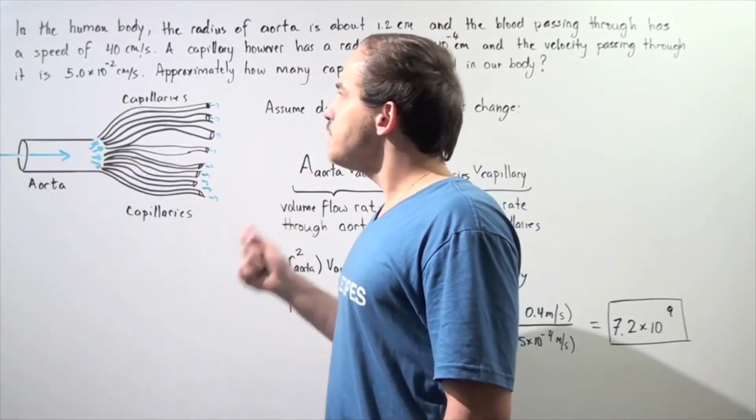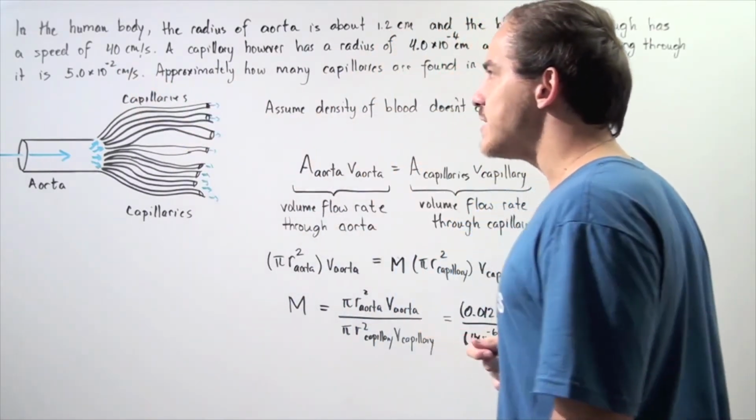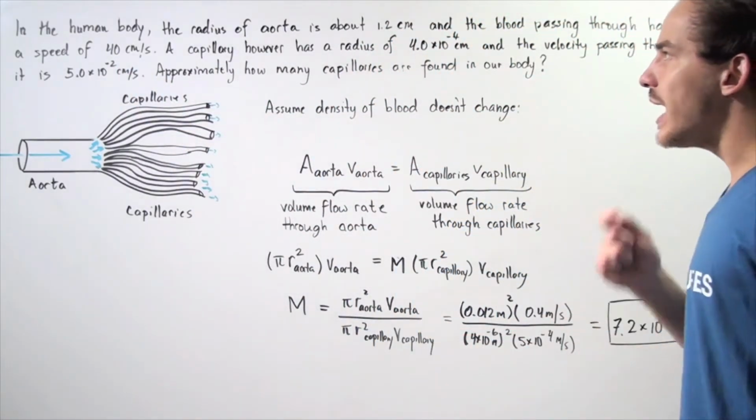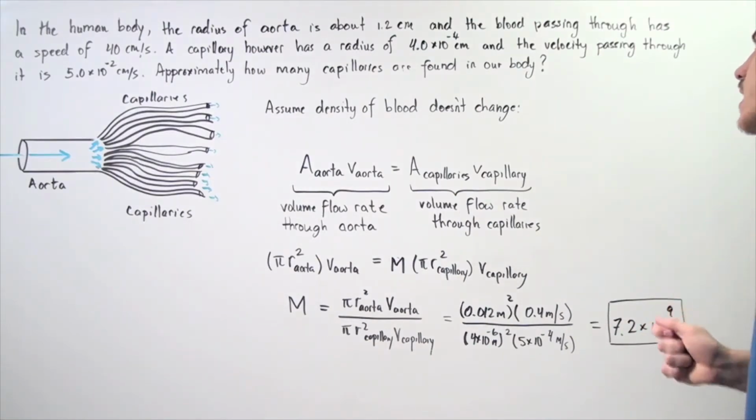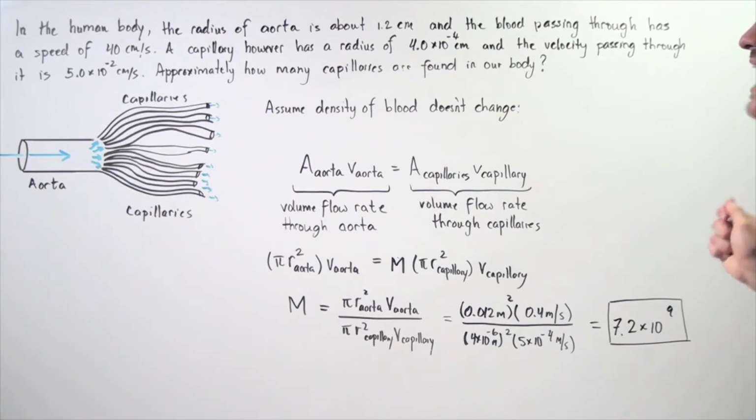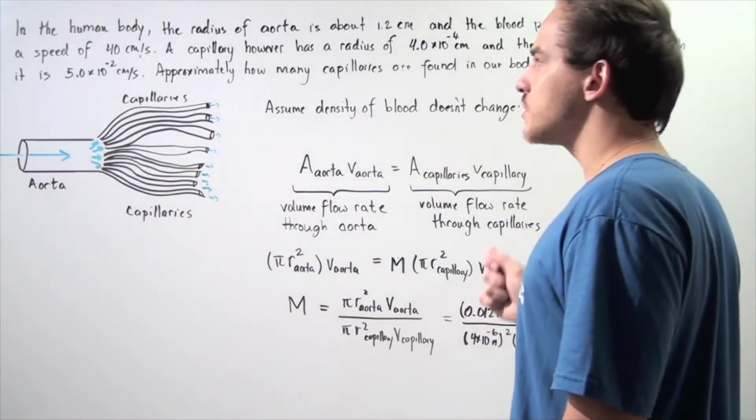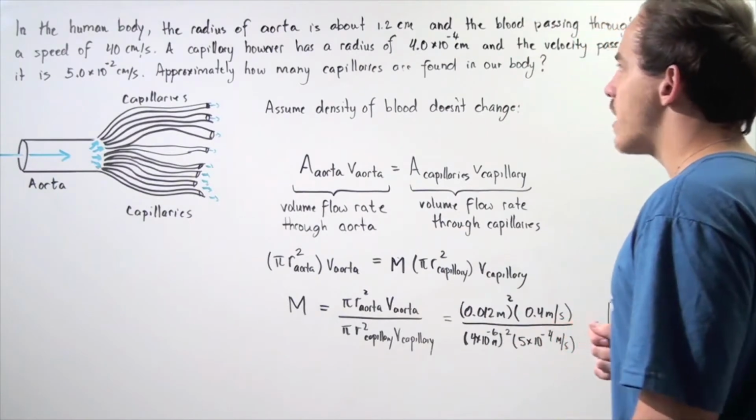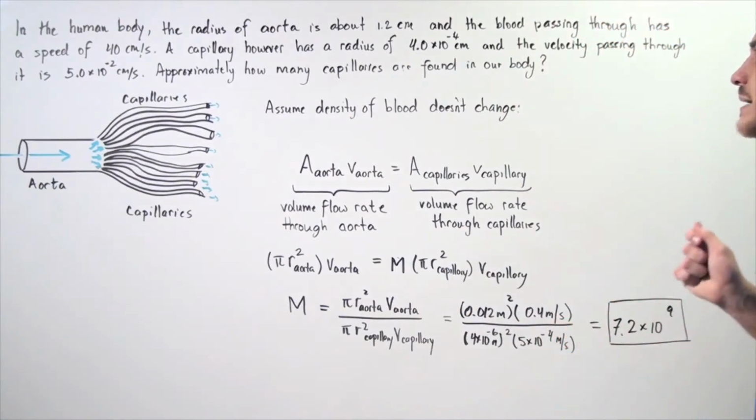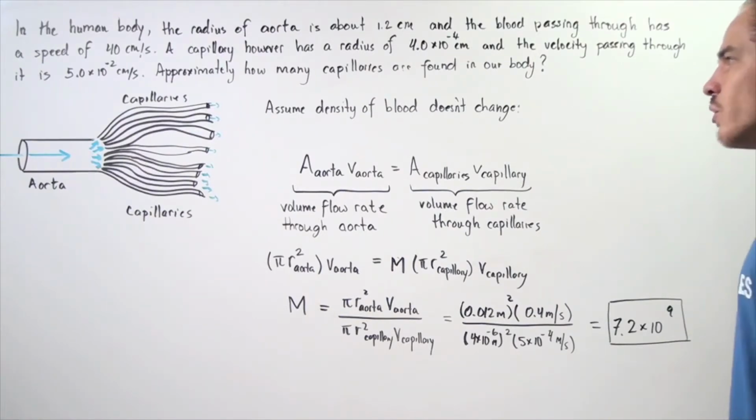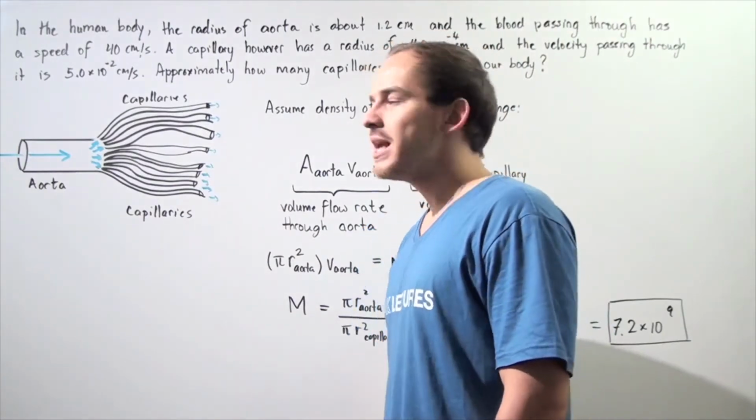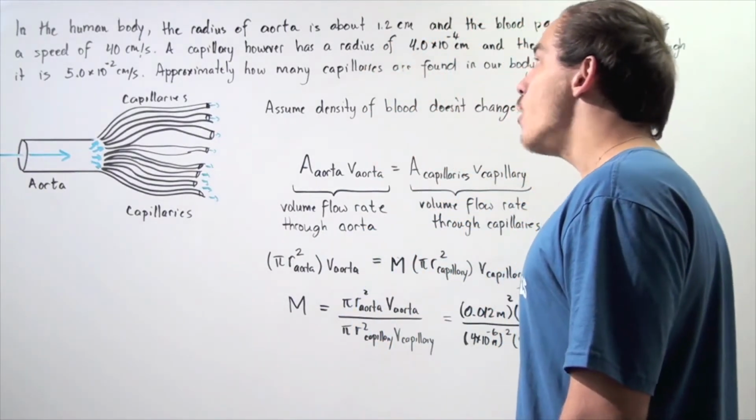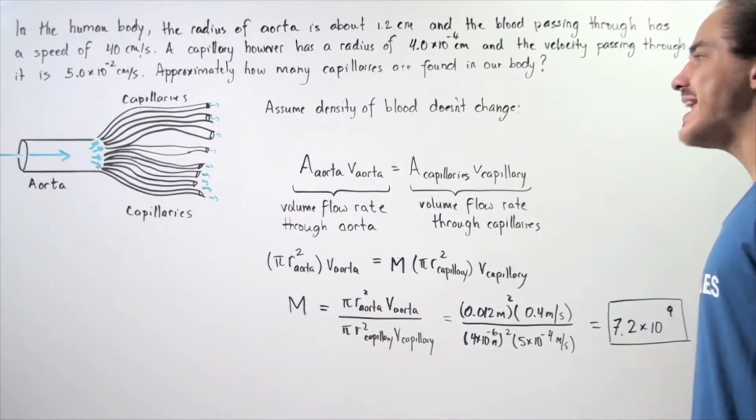So, let's begin by looking at the given information. In the human body, the radius of the aorta is about 1.2 centimeters and the blood passing through has a speed of 40 centimeters per second. A capillary, however, has a radius of 4 times 10 to the negative 4 centimeters and the velocity passing through it is 5 times 10 to the negative 2 centimeters per second. Now, approximately how many capillaries are found in our body?